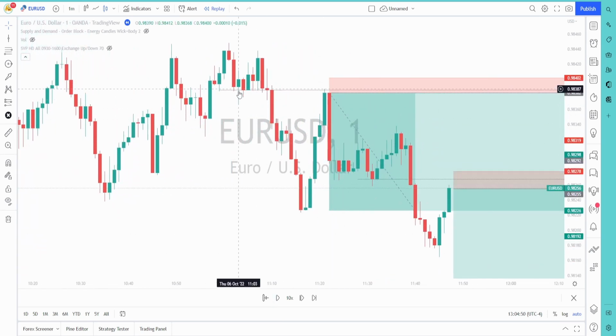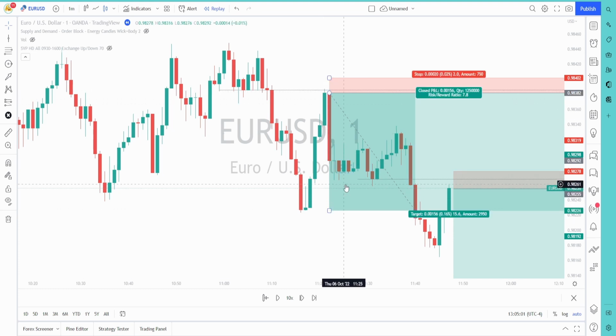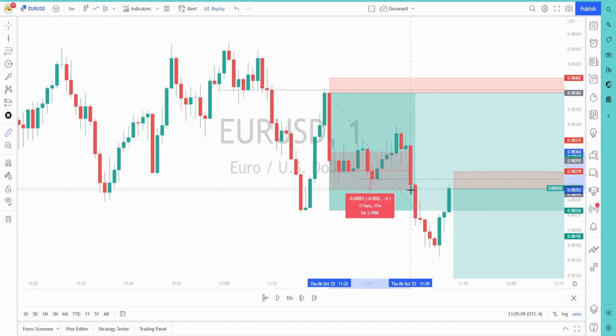Here we go. Comes into the area, doesn't close into it, tests the area, closes below it. We enter in on the trade, target the low. This was a risk to reward of 7.8. And what was this? This was an 18-minute trade.